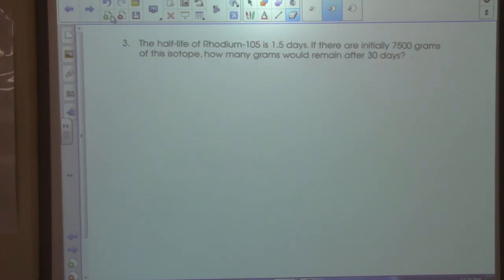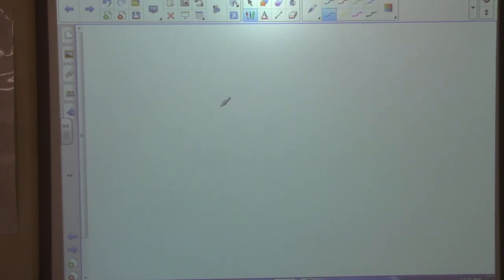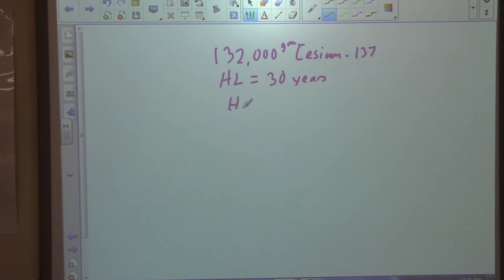So here's what I'm going to do for this one. I'll say, okay, number 4 is going to be cesium-137. Half-life is equal to 30 years. And that's going to be 132,000 grams. And how much after 200 years, right? Which is today, but that's context of the problem.